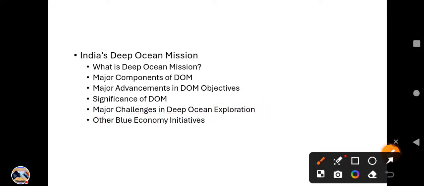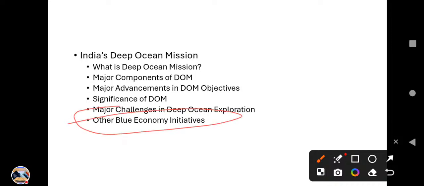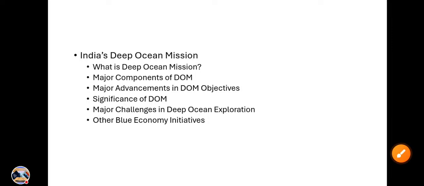And we can discuss the other blue economy initiatives like the India-Norway Task Force on Blue Economy, the Sagarmala project, O-SMART, integrated coastal zone management as well, and the National Fisheries Policy, which was under the Blue Growth Initiative for the sustainable use of marine and aquatic resources in India. So these are some other blue economy initiatives.